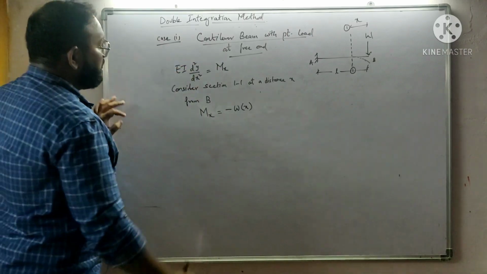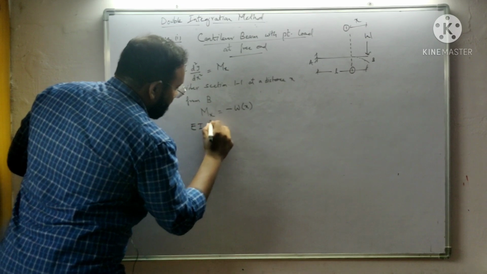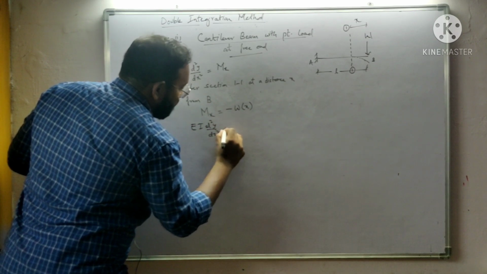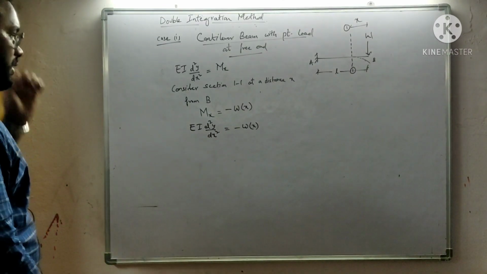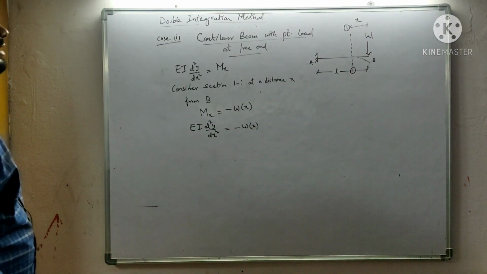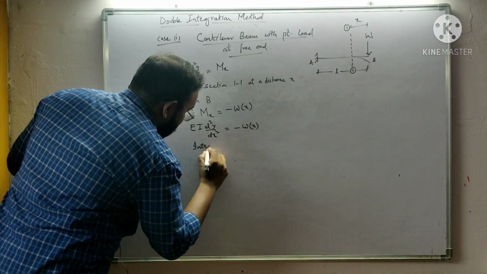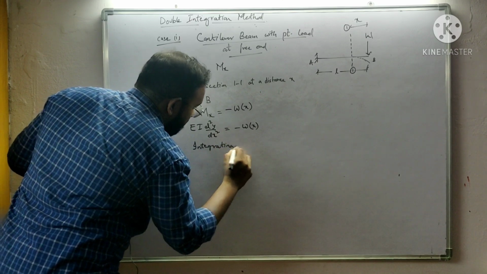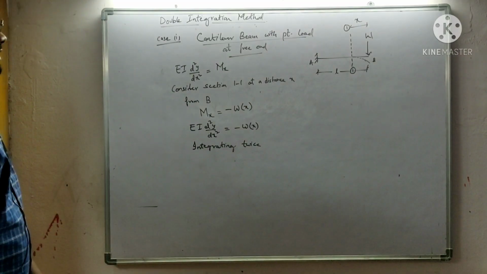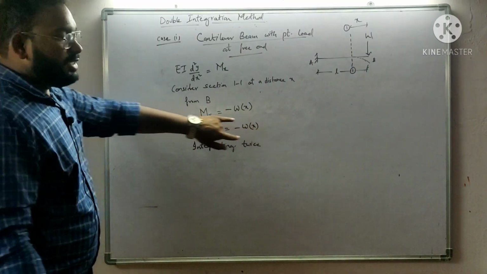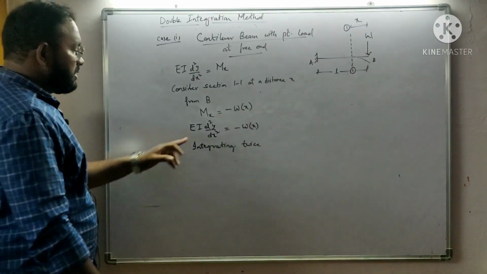Now this has to be substituted in the governing equation. EI d²y/dx² is equal to minus W into x. Now what is the procedure to be followed in double integration is, you need to integrate this equation twice. So this equation will be EI d²y/dx² is minus Wx. I need to integrate this one twice to calculate slope and deflection.